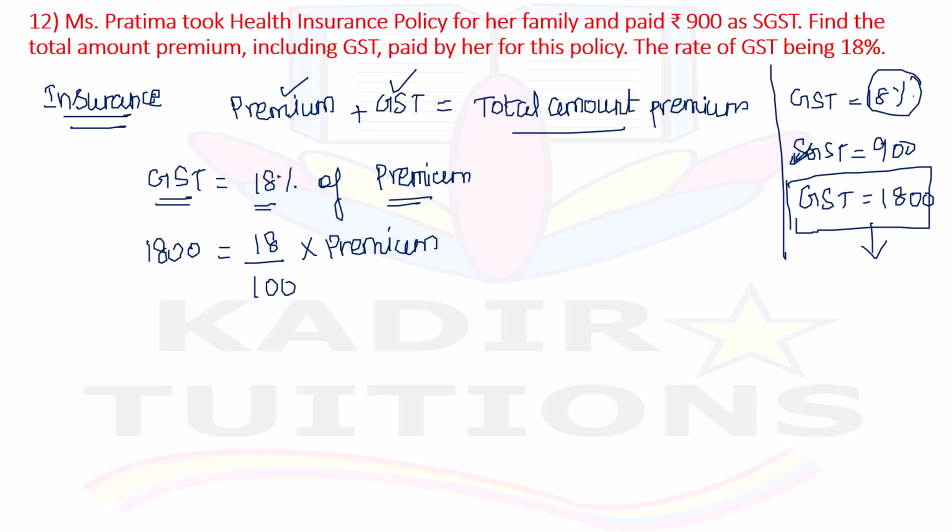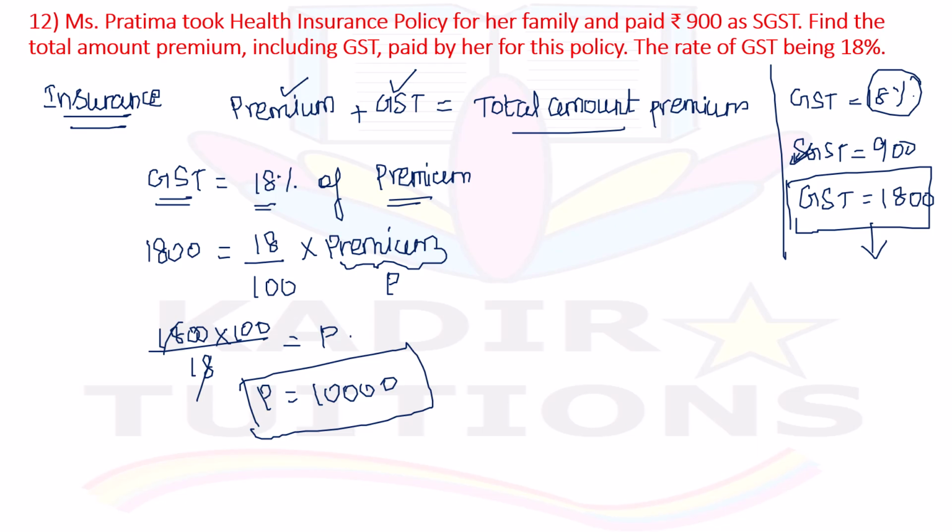So I can easily find the premium amount now, right? For easier sake, I'm making the premium amount as P. So 1800 into 100 by 18 is P. Now 18 and 18 will get cancelled. So the premium amount is how much? It's 10,000. So I got the premium amount as 10,000, and I already got the GST value as 1800. Now what is the total premium amount I need to pay? It's nothing but premium plus GST. So our premium is 10,000 plus GST 1800. So what will be our final answer? It's 11,800. So this is the answer for this question.